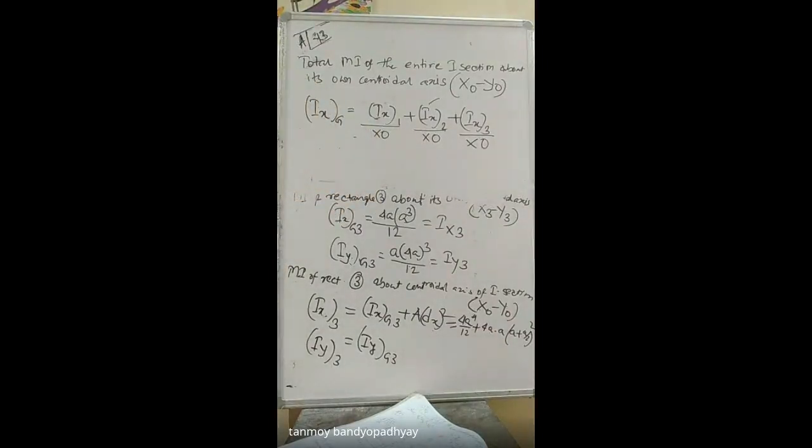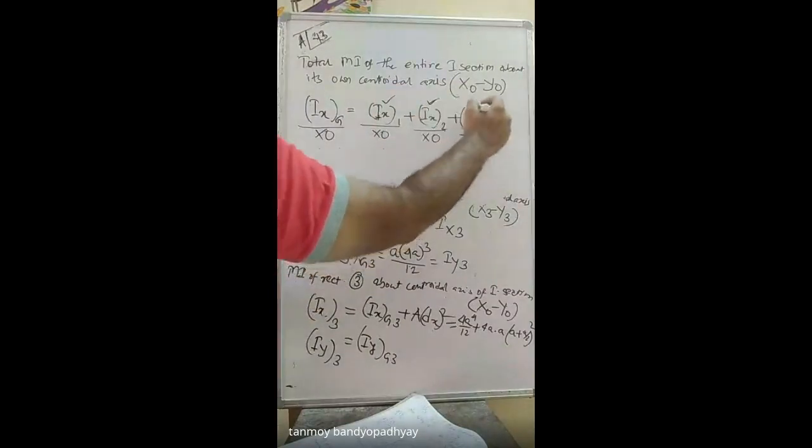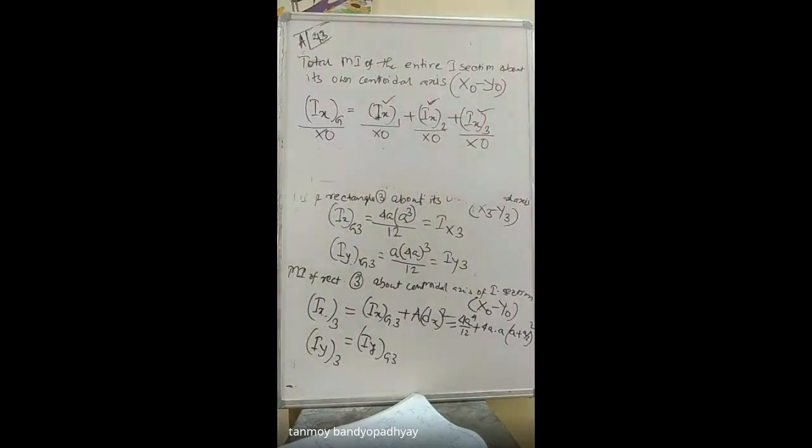Initially we couldn't have added them because they were about different axes. So that is why we have to bring them into the same axis system we are referring to. So if you recheck, ix1 was about x0, ix2 was about x0, and ix3 we have calculated about x0. So now we can directly add the contribution of the three elements.